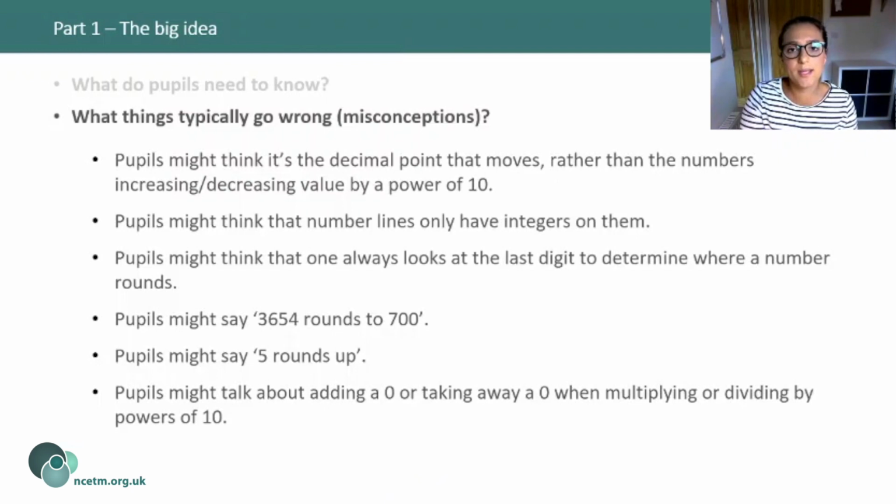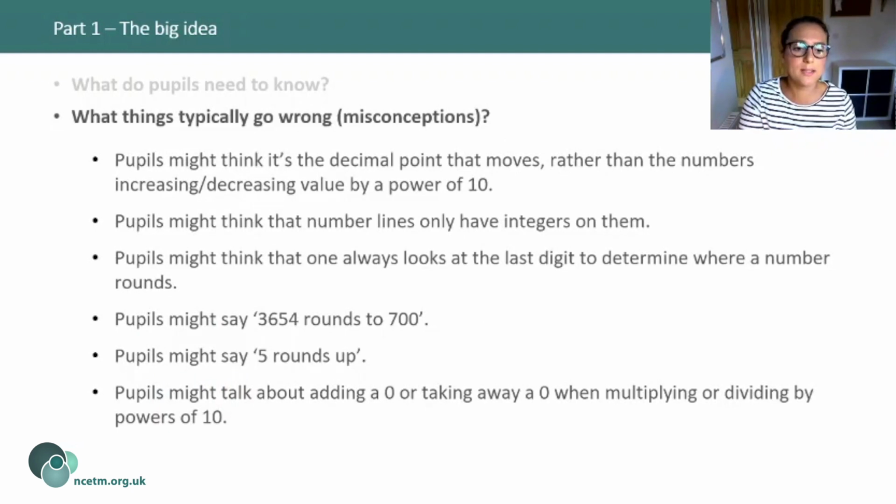So what things typically go wrong? Pupils still think that they can move a decimal point, still think it's a decimal point that moves, rather than having this appreciation of increasing or decreasing by a value of a power of 10. Pupils might think number lines only can have integers. Pupils might think that you should always look at the last digit to determine the rounding of a number.